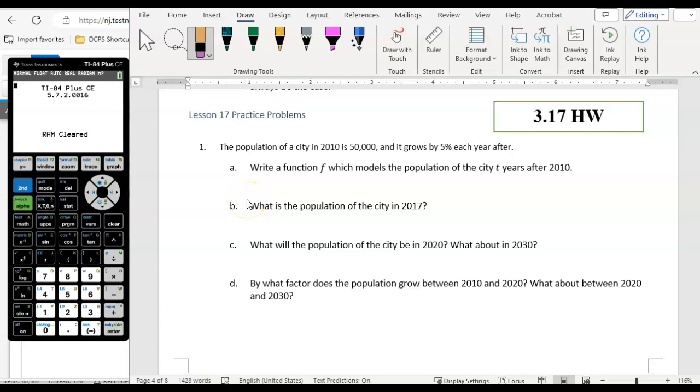Hey everyone, welcome to homework 3.17. So today we looked at compound interest over intervals of time. So I'm going to go over that just a little bit and a few reminders.